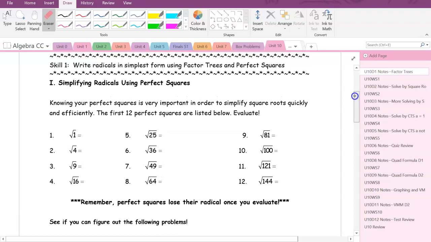So knowing your perfect squares is very important in order to simplify square roots quickly and efficiently. And these are the first 12 perfect squares that we want to go ahead and evaluate. So these are ones that you should have committed to memory.